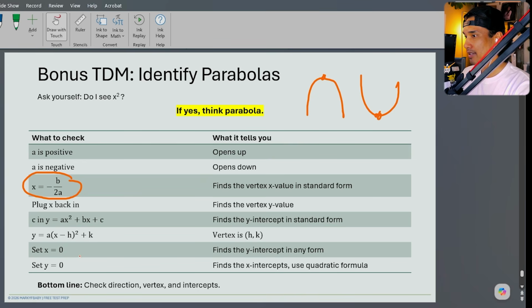Okay, set x to 0, you find the y-intercept in any form. Set x to 0, find the y-intercept in any form. Set y to 0, find the x-intercepts using the quadratic formula. Okay, bottom line, you check the direction, okay, positive or negative using a, you get the vertex using this right here, this section, and then you find the intercepts using this right here. Okay, very quick overview on parabolas.